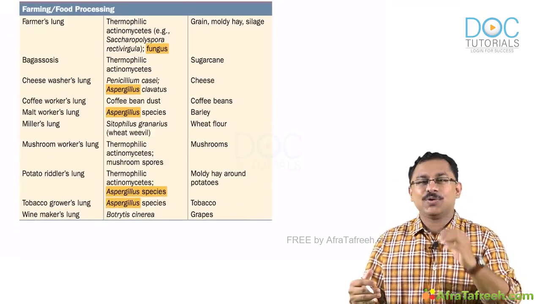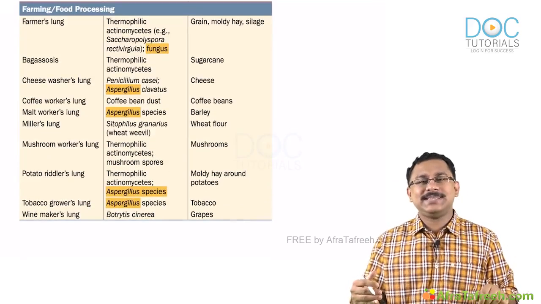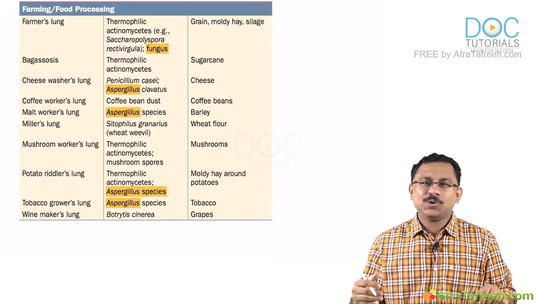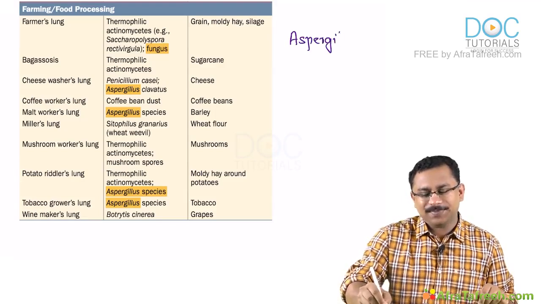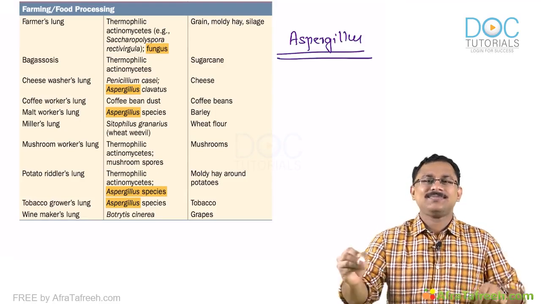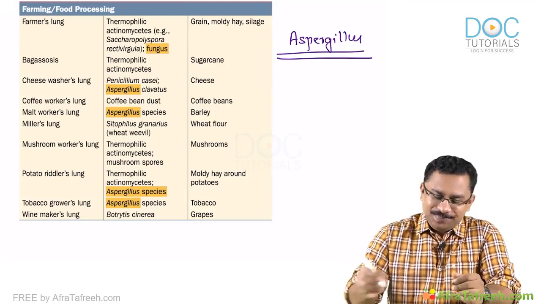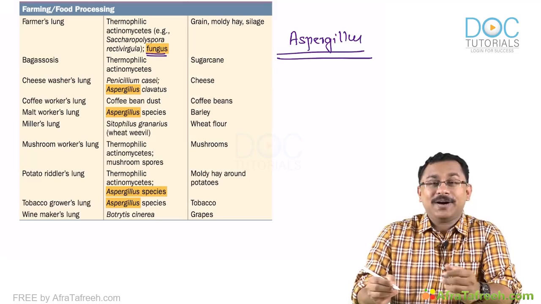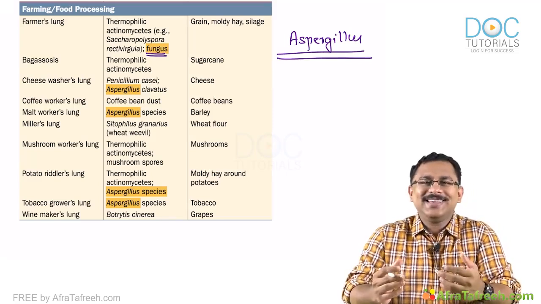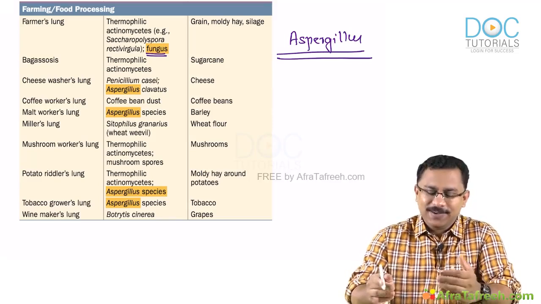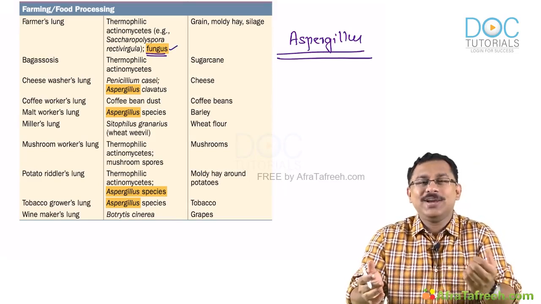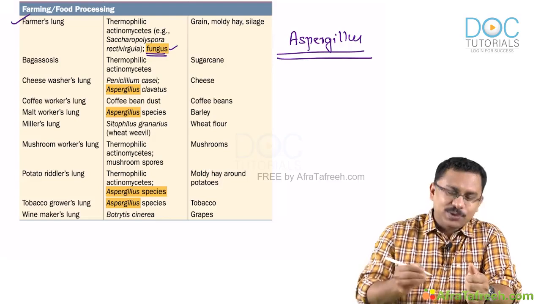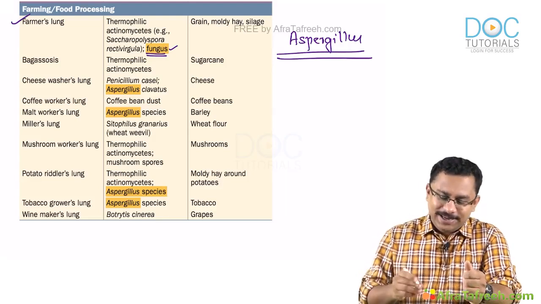I am just going to show you the hypersensitivity pneumonitis associated with an Aspergillus antigen exposure. Aspergillus. Okay, let's see what are they. You see here in farmer's lung, not just the thermophilic actinomyces, even you can have fungus, that is your Aspergillus, also leading on to farmer's lung. So you can have the farmer's lung here.